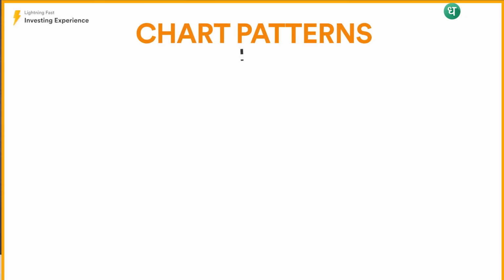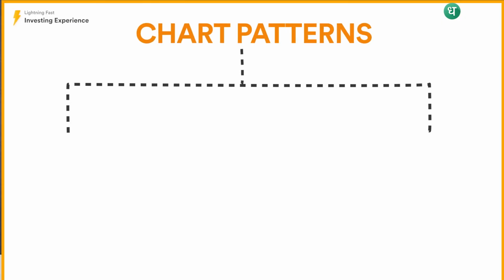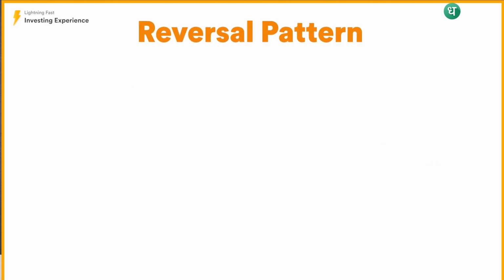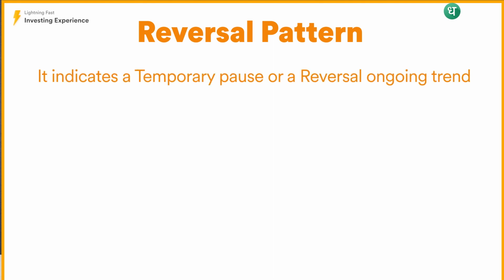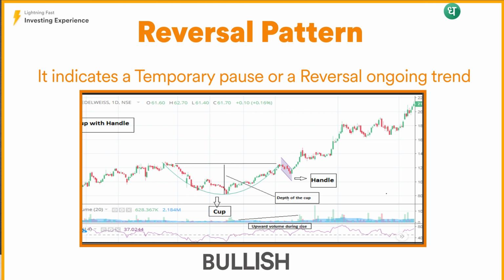Chart patterns can be broadly classified into two categories, a reversal pattern or a continuation pattern. So reversal patterns, as the name suggests, indicate a temporary pause or a reversal of the ongoing trend. For example, if a stock is in a bull run, a bullish reversal pattern would mean that the bull run may take a temporary pause and a corrective phase may kick in.